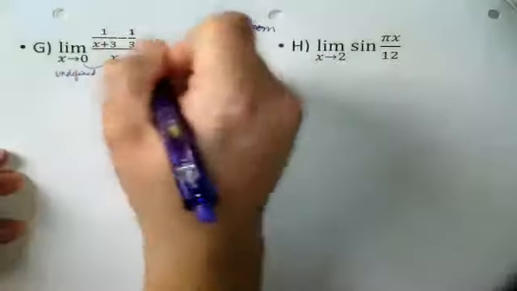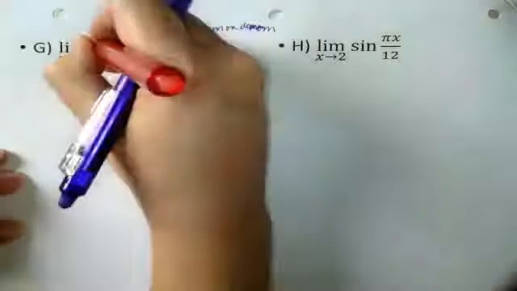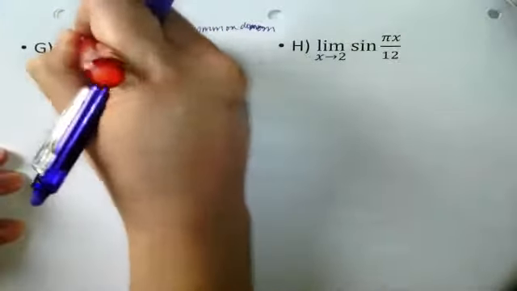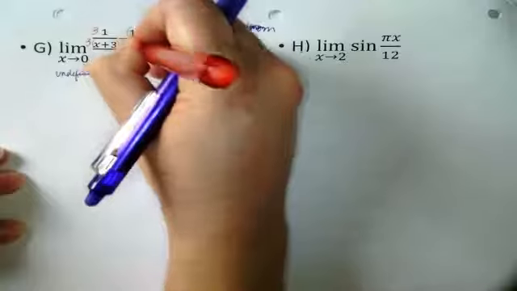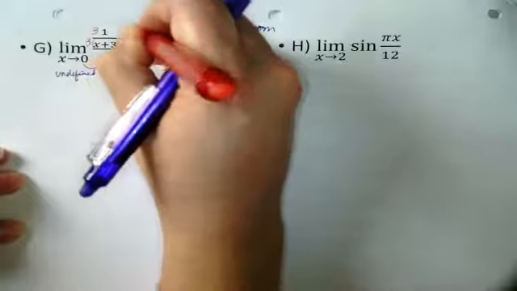We're going to go ahead and get a common denominator for this numerator. So I'm going to multiply top and bottom by 3, and on this side, I'm going to multiply top and bottom by x plus 3. Go ahead and pause your video and see if you can simplify that fraction.